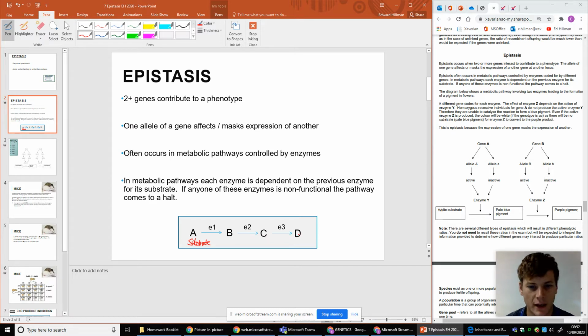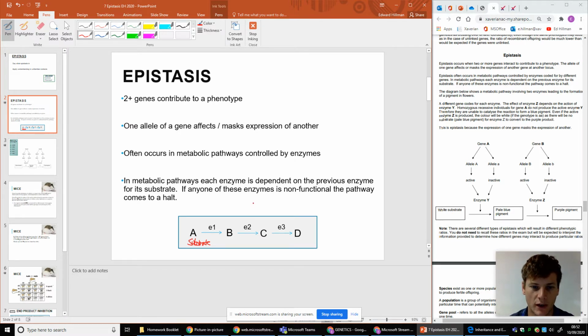Okay, so if an allele for one of these enzymes produces an enzyme which is non-functioning or different in some way, so if the allele is different, the tertiary structure of the enzyme will be different, the active site will no longer be complementary to the substrate, and therefore one of these steps may be affected.